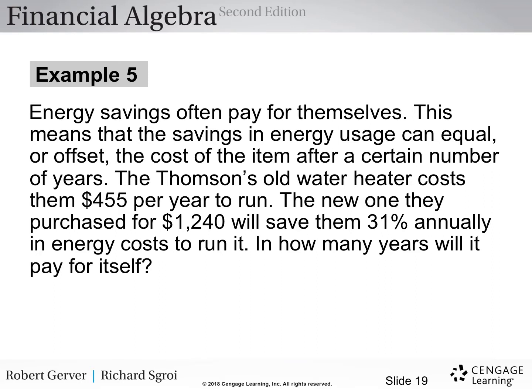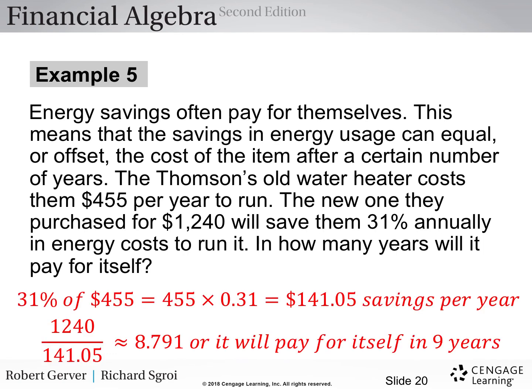All right, example 5. Energy savings often pay for themselves. This means that the savings in energy usage can equal or offset the cost of the item after a certain number of years. The Thompsons' old water heater costs them $455 per year to run. The new one they purchased for $1,240 will save them 31% annually in energy costs to run it. How many years will it pay for itself?